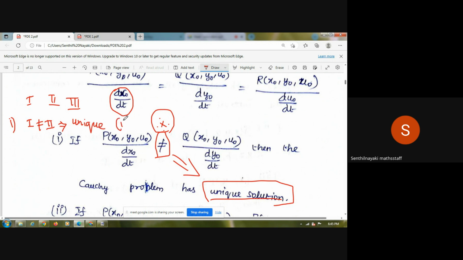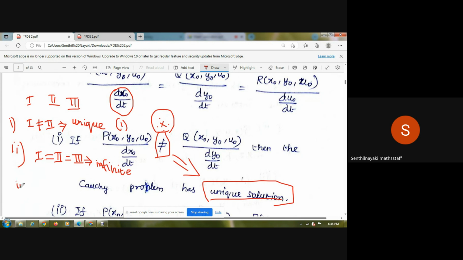Exactly one solution. Okay. Second case. What is the second case? Suppose the first ratio equals the second ratio and these two equal the third ratio, then the Cauchy problem has infinite number of solutions.